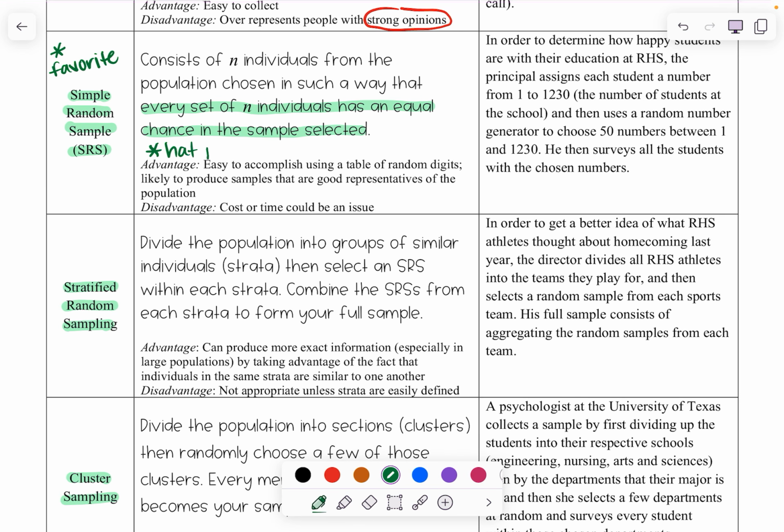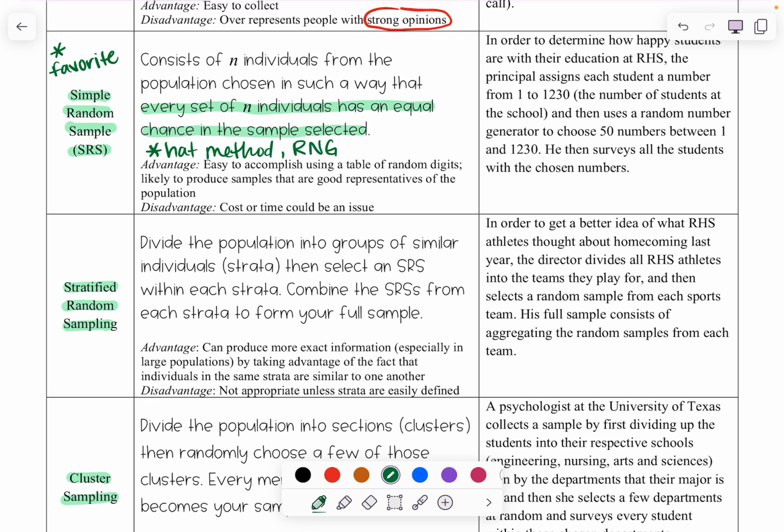The two common methods that we use to describe an SRS, we have our hat method, and we will go through the process of describing these in the next lesson. Hat method, everybody's name gets written on a piece of paper. We put the pieces of paper in a hat. We mix up the hat. We draw randomly. That is true randomness. The other thing that you could potentially use is a random number generator.